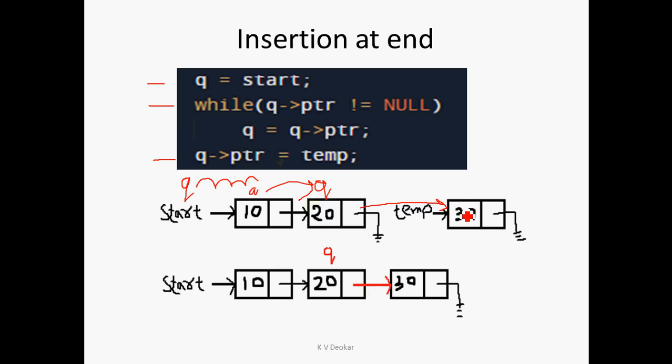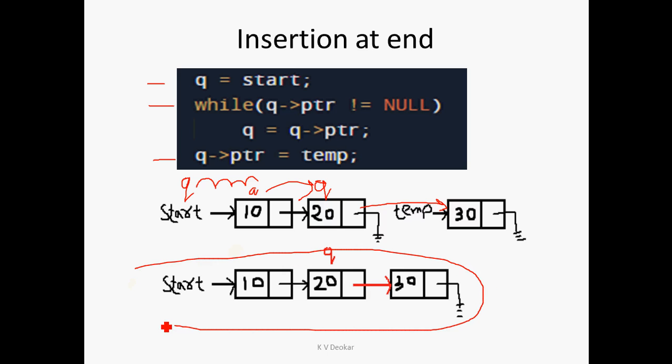Once it is pointing to 30, the structure like this will be created. So we first reached the last node and called it Q, and we have simply made QPTR, this field, point to temp. So QPTR will point to temp and insertion will happen at the end.